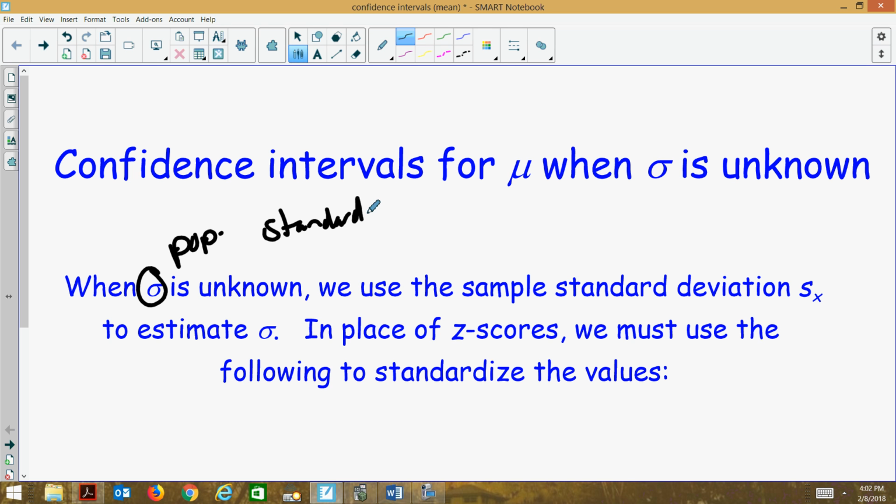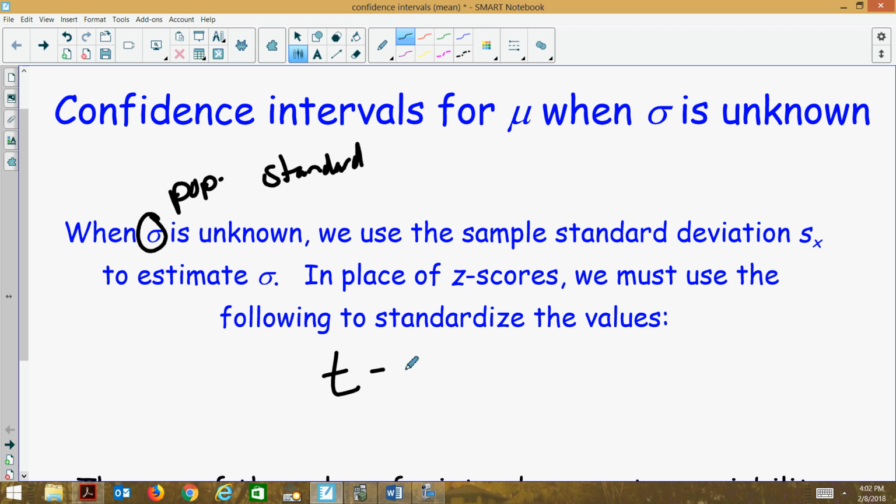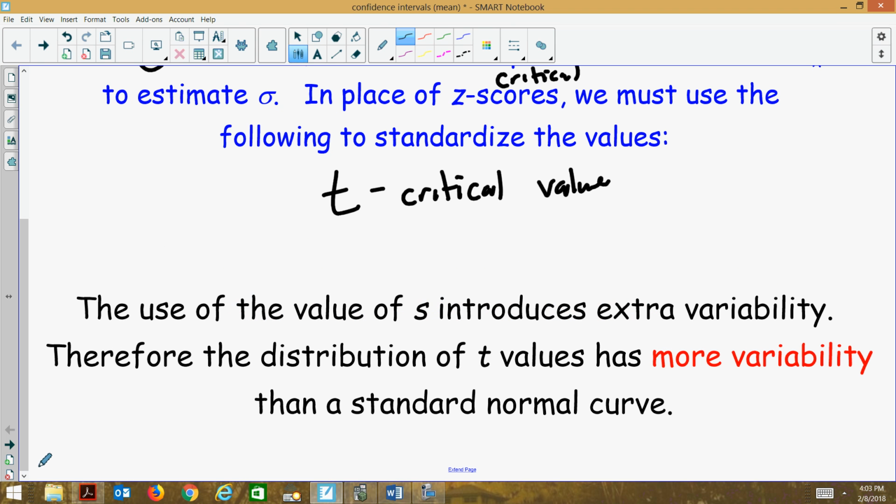In place of z-scores, we must use the following to standardize the values. We must use what is called a t critical value. So we're moving away from z critical values and now talking about t critical values. The use of the sample standard deviation introduces extra variability. Because we are unsure of how the population varies, we have to account for the potential margins of error in the sample standard deviation. Therefore, the distribution of t values has more variability than a standard normal curve would.